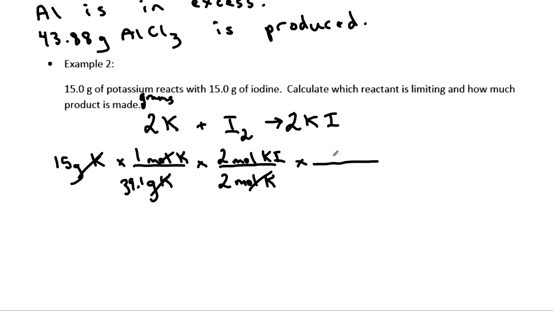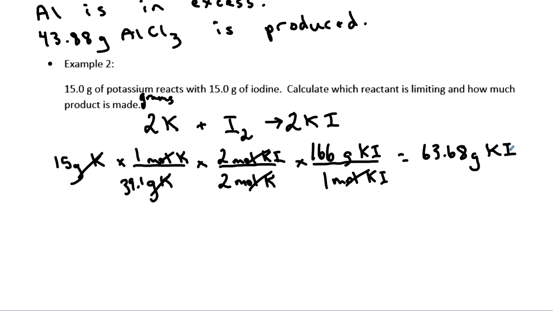And finally, I'm going to convert to something measurable, which would be grams. Okay, so this is the molar mass step. How many grams are in 1 mole? So if I add potassium's mass to iodine's mass, it actually works out to 166 on the nose. So I'm going to divide by 39.1. This step does nothing, and then multiply by 166. So that gives me 63.68 grams of KI. So now that would be if all 15 grams of potassium react. We don't know if it does yet.